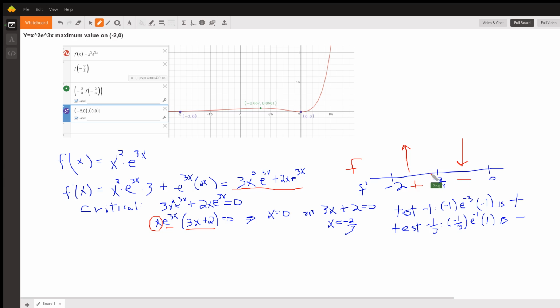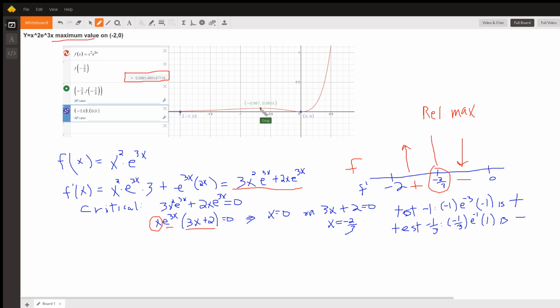So this -2/3 generates a relative maximum because the function has gone from increasing to decreasing. And let's see, it said find the maximum value on -2, 0. So this f of -2/3, that is the answer to the problem.